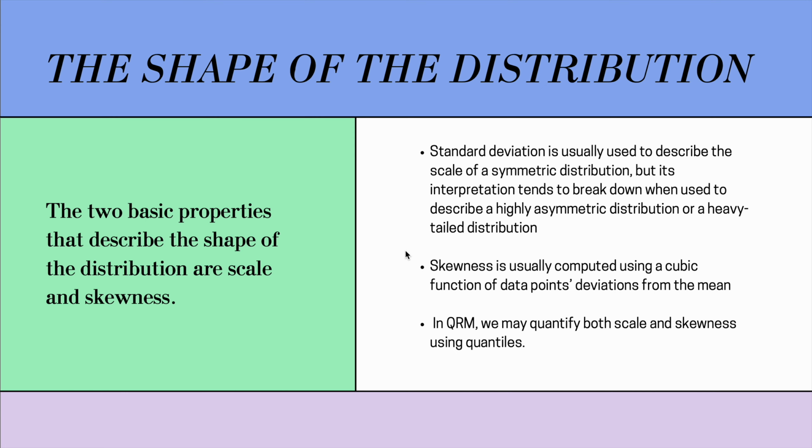Skewness, on the other hand, is usually computed using a cubic function of data points' deviations from the mean. Although it has been used to describe the non-normality of a distribution, we need more methods that could link skewness to a predictor variable. In QRM, we may quantify both scale and skewness using quantiles.